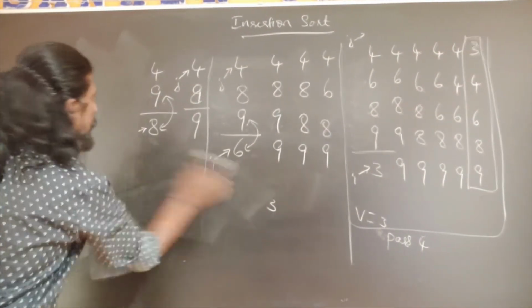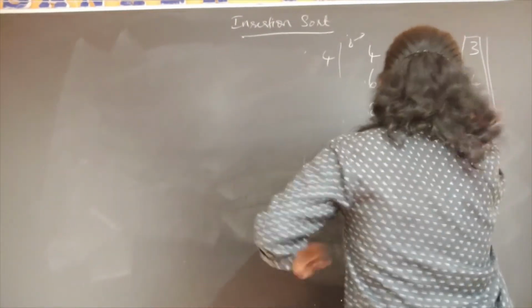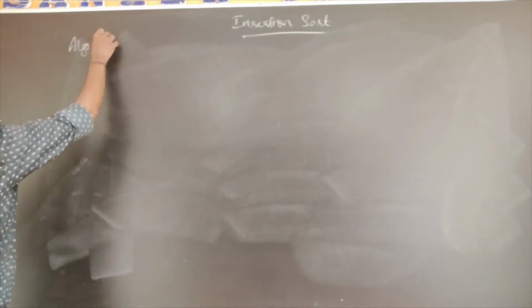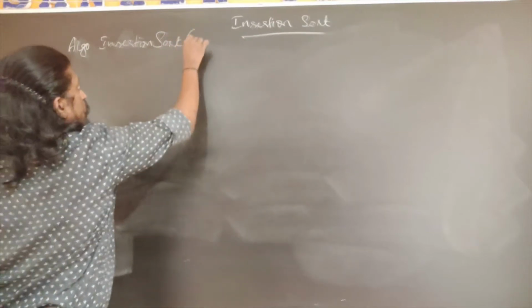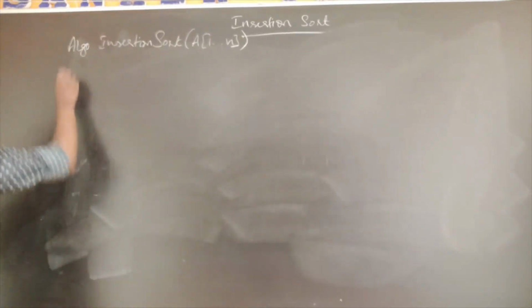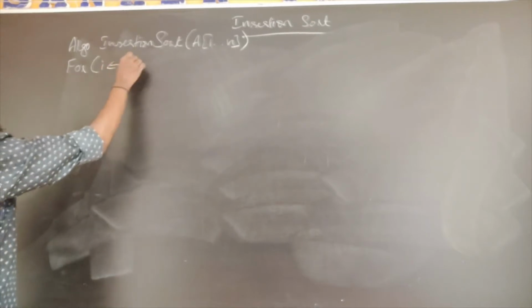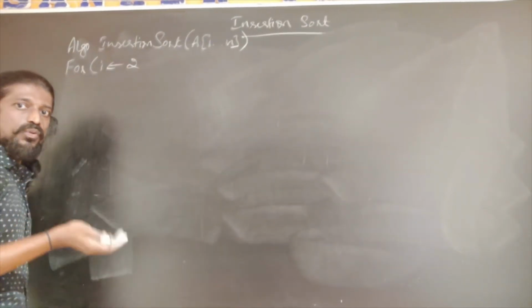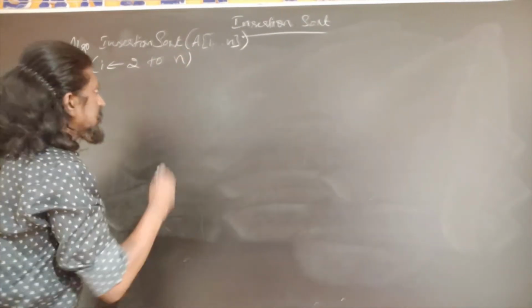We will see the insertion sort algorithm. So what does the insertion sort algorithm look like? Algorithm insertion sort, which will take an array of n numbers indexed from 1 to n. We will place an I pointer which will start from the second element, because for the first element we don't have to do anything, it is already sorted. For I is equal to 2 to n, till the last element.